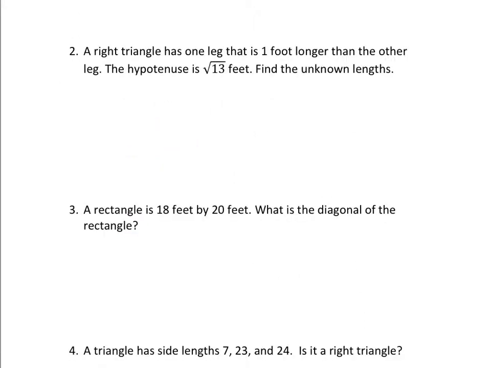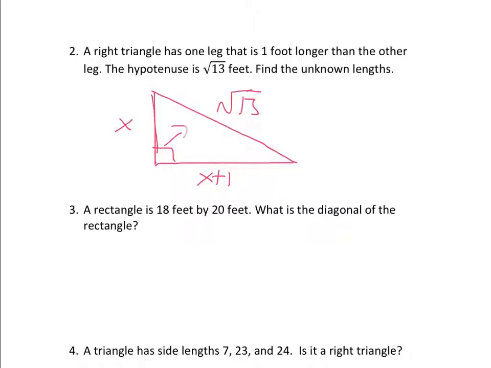In this problem, it's a little bit more complicated. Right, you have to draw the right triangle for the problem, based on what they say. So you've got a right triangle. Okay, it's got one leg that's 1 foot longer than the other leg. So that means that one of these is x, and the other one's 1 more than that. So x plus 1. The hypotenuse is square root of 13. Remember, hypotenuse is across from the right angle. We're going to try to find the unknown lengths, those two legs.